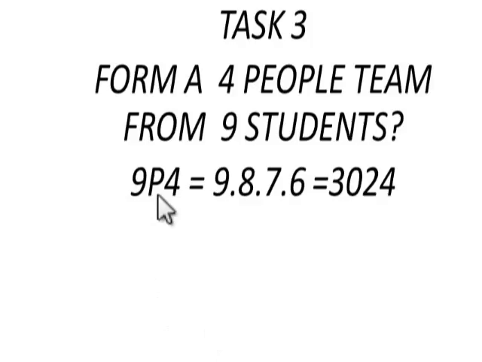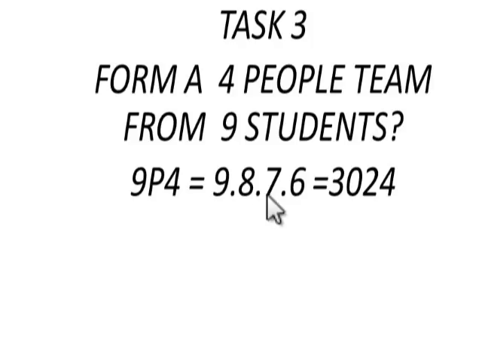9 factorial 4. So that means I only have 4 seats, 4 people. Only 4 people can be in the team, and I have 9 students. So now let me choose the person to fulfill the first seat of the team. In choosing the person for the first seat, I have 9 people there. After choosing the first person, I have balance 8. After choosing the second person, I have balance 7.